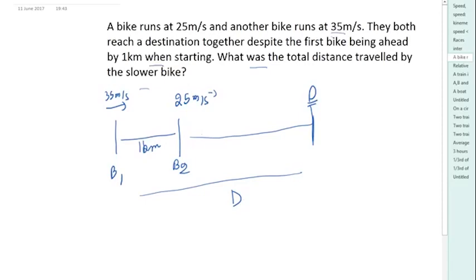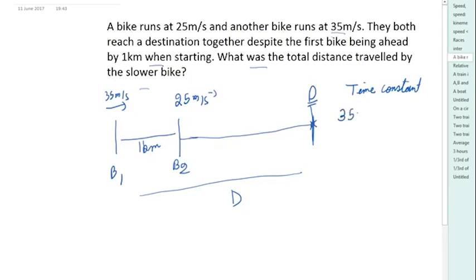Now, we'll use relative velocity here. I think we can use speed-time constant also, because they have been traveling for the same amount of time. That way also you can do. So let's try both. First, they both are traveling for the same time, right? Because they are reaching the destination together. So time is constant. So speed into distance will be constant.